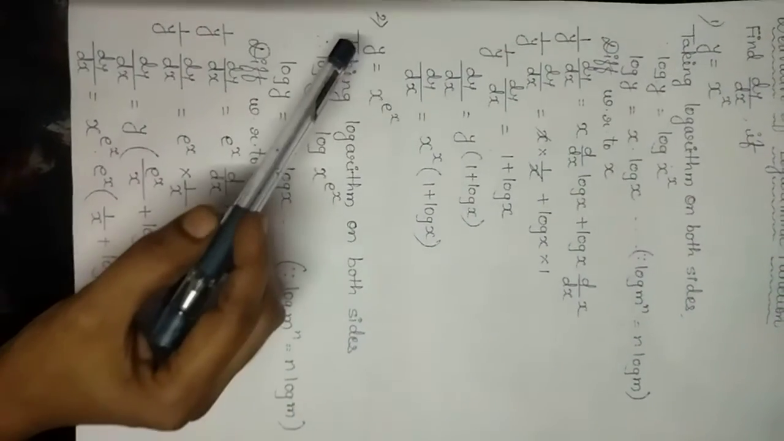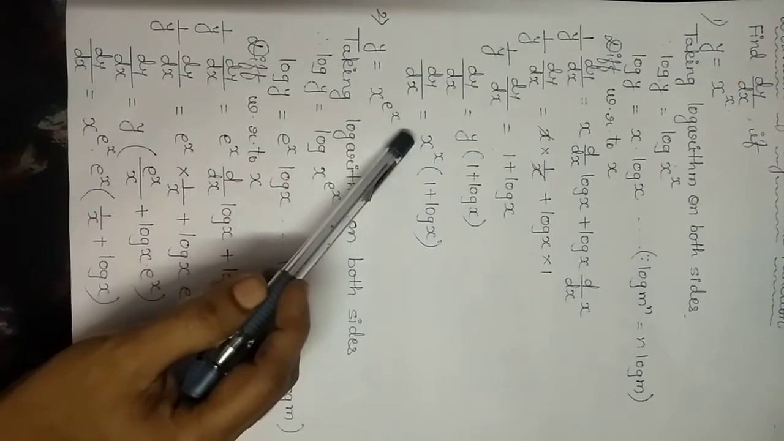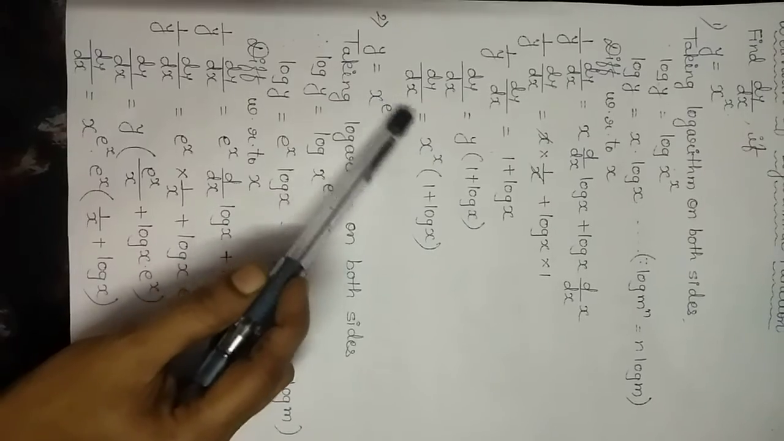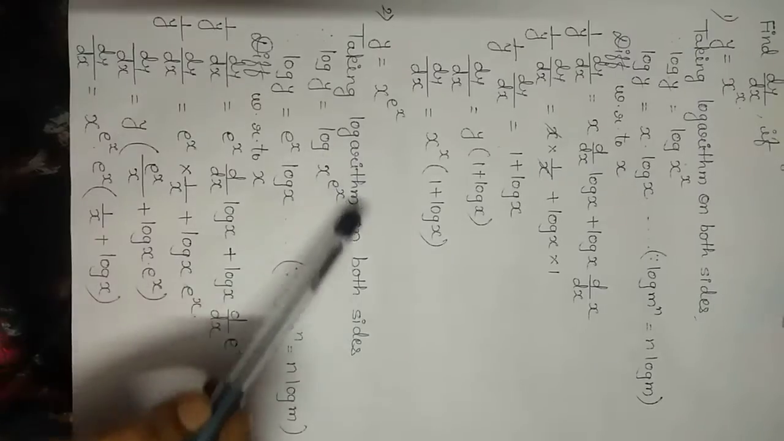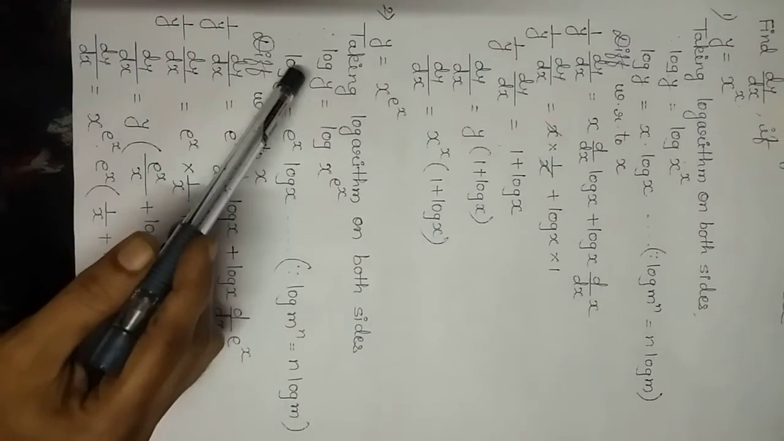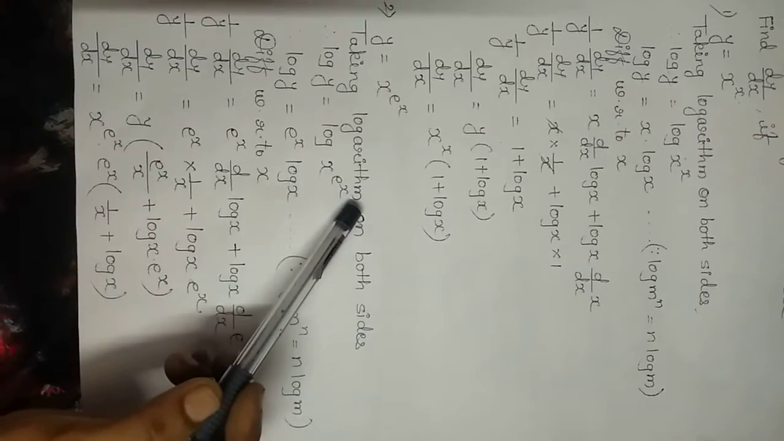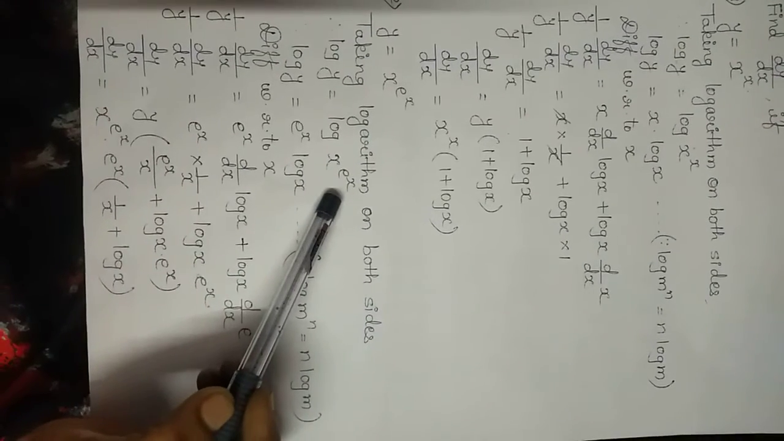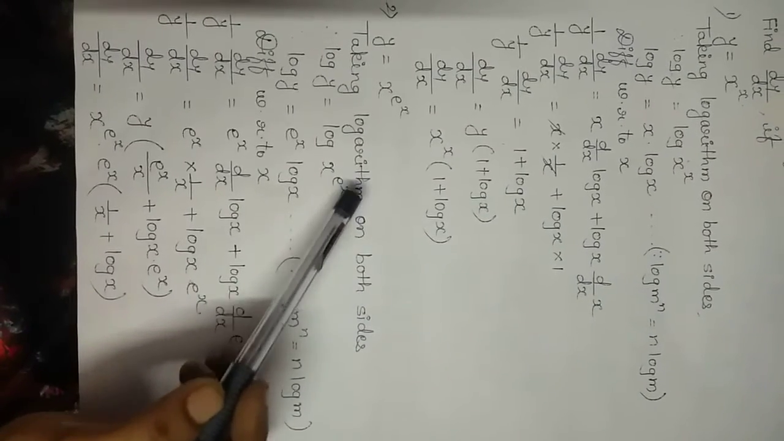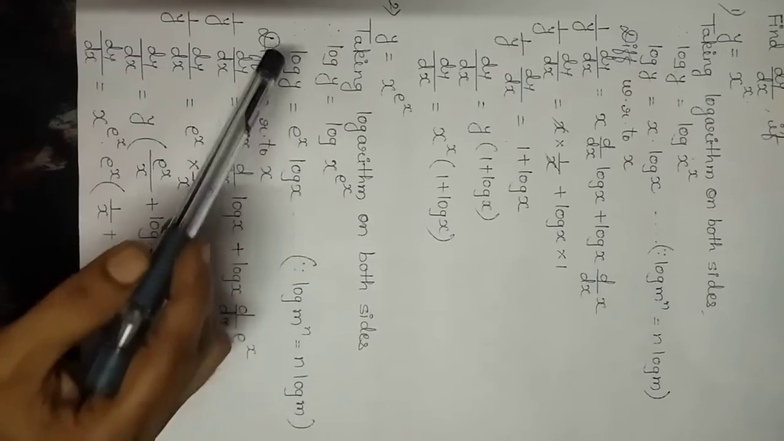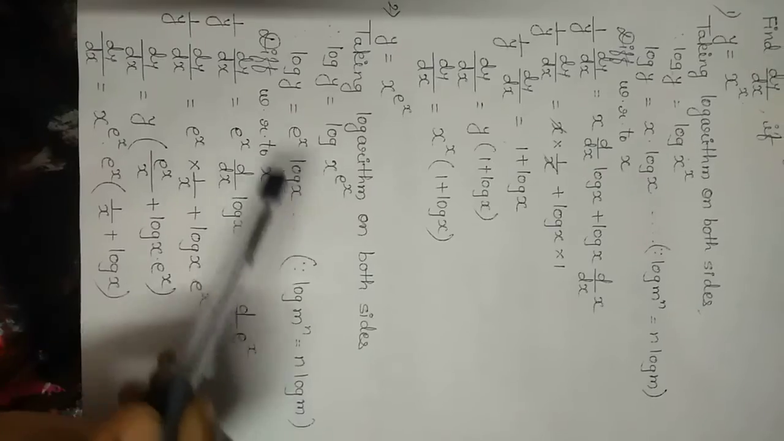Suppose we consider one more sum, y is equal to x raised to e raised to x. Now here also a variable raised to variable type of function is present. So taking logarithm on both sides, we will get log y is equal to log x raised to e raised to x. Now by using law of exponent, we can write this e raised to x before log function. So log y is equal to e raised to x into log x.